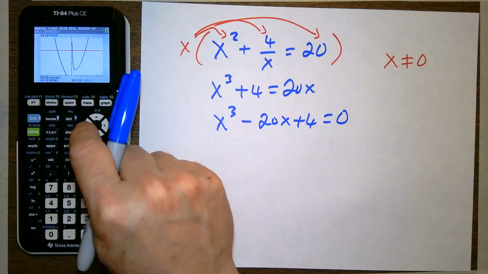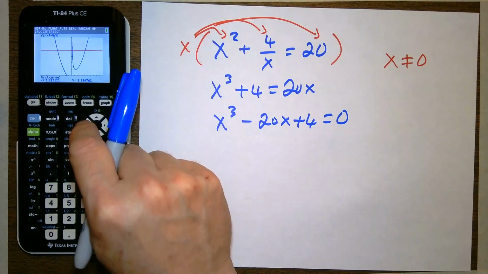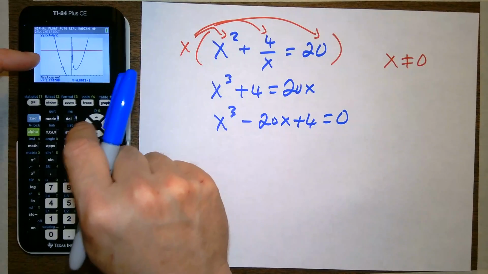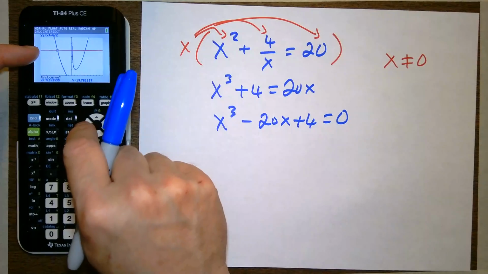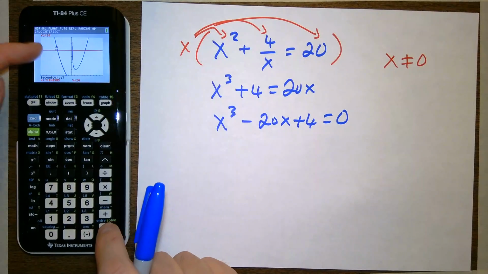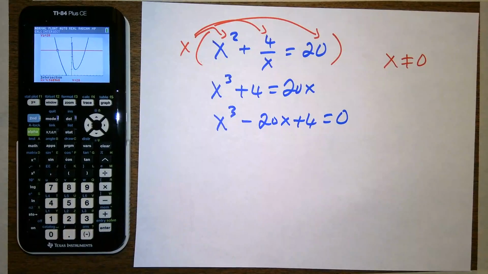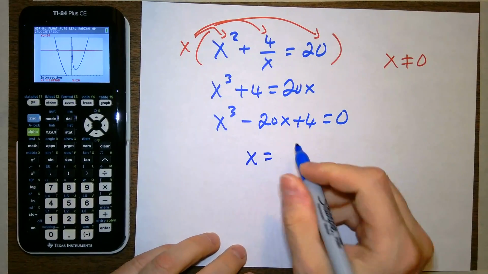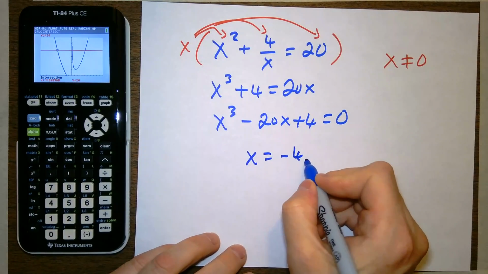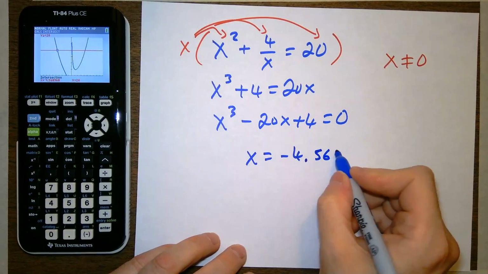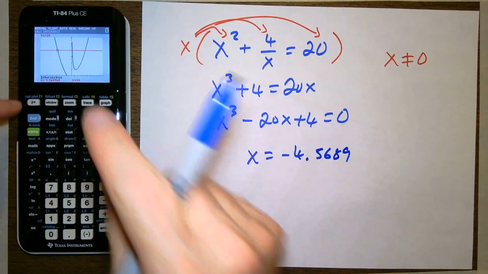The TIs, we have to be a little bit more careful here. I have to drop a pin on this side, hit enter, and there. So then it'll look forward for the first point of intersection, and there's the first point. X equals approximately negative 4.5689-ish.